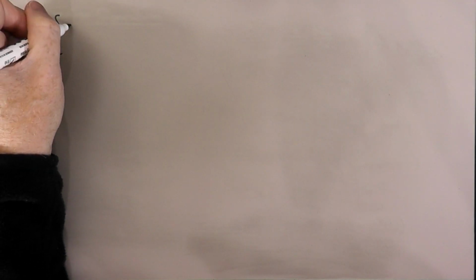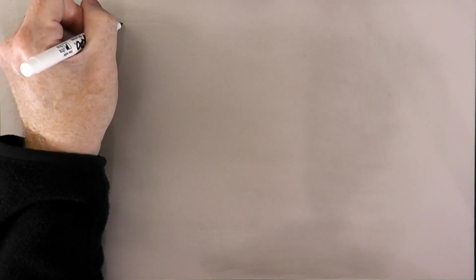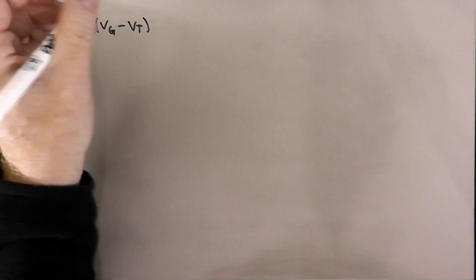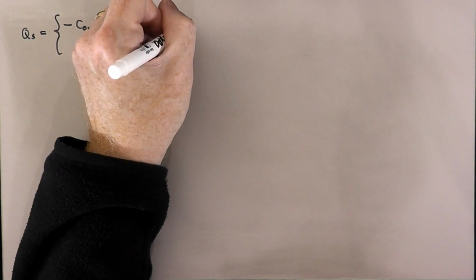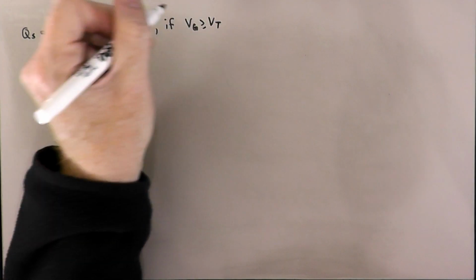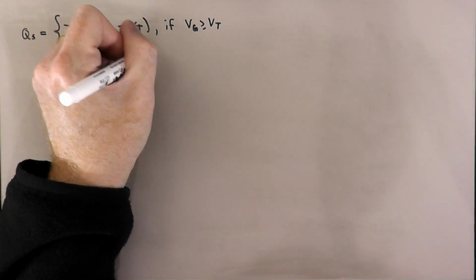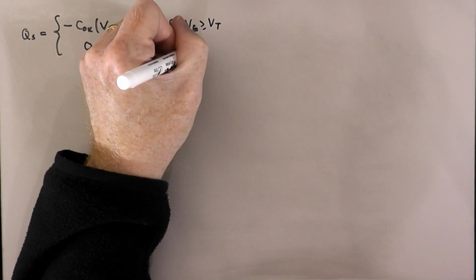And so basically QS is going to be equal to, since it's negatively charged and it's the bottom plate of our parallel plate capacitor effectively, it's going to be minus Cox times the amount by which the gate voltage exceeds the threshold voltage, Vt, if Vg exceeds Vt, it's going to be 0 if Vg is less than Vt.